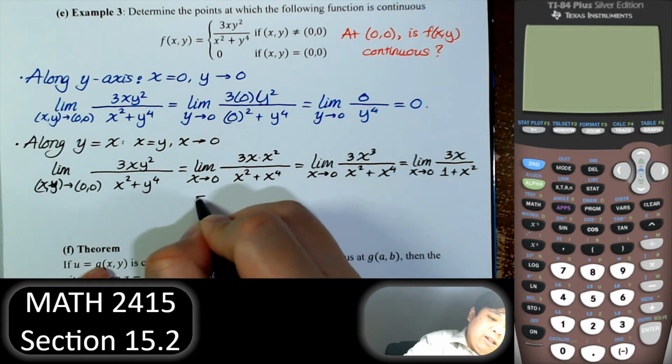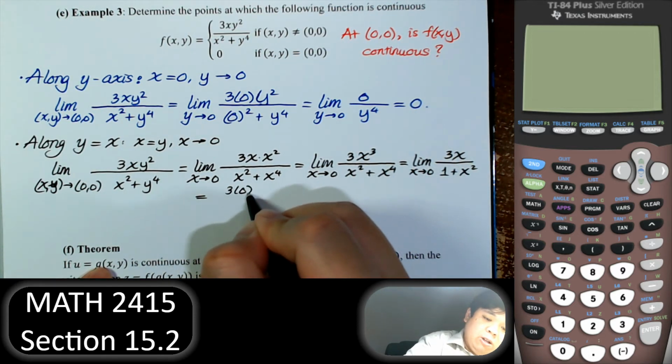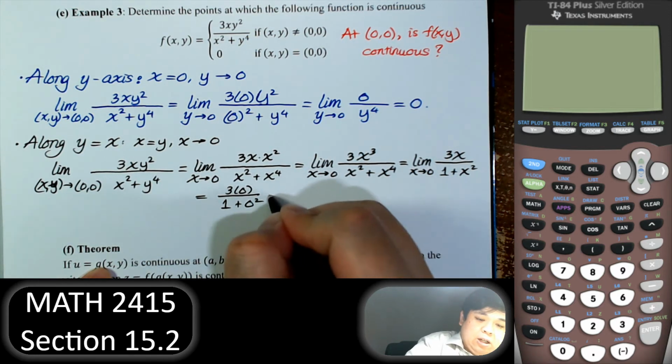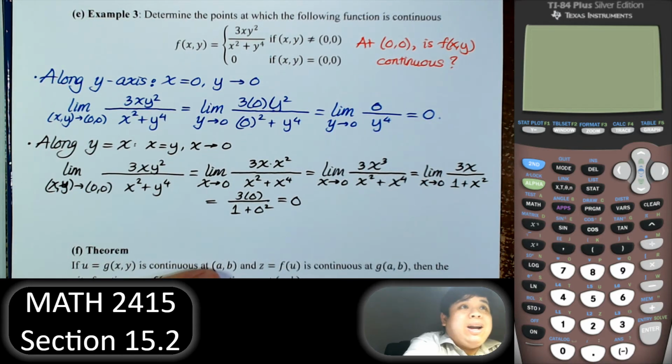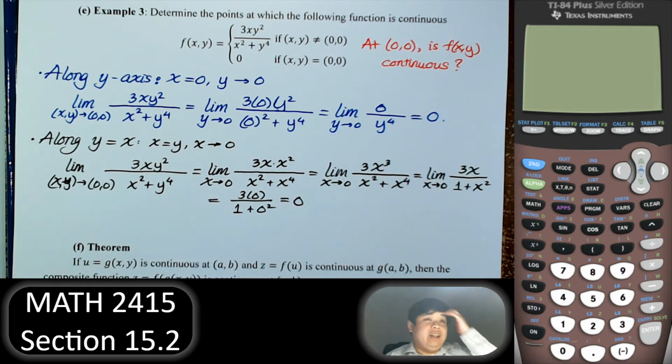Now if we put in 0, we have 3 times 0 over 1 plus 0 squared. So this is equal to 0. Well, that doesn't help. But that is also 0. That doesn't say anything. If we go along 2 paths, they go to the same point. Well, that's great. But this is the two-dimensional case. We have to prove that from every path, it has to go to the same number. So that direction doesn't work.